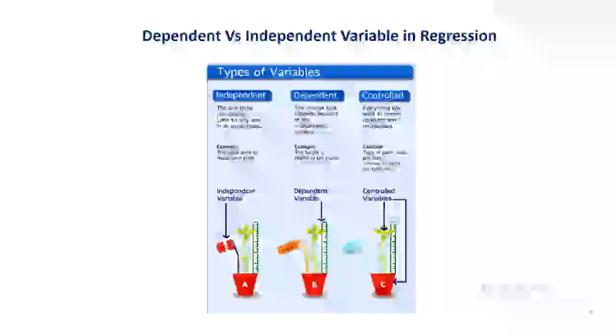Taking the help of this plant example, maybe sunlight is one of the independent variables, water is one of the independent variables, and also if you are using some kind of fertilizer. So these are the independent variables, and the size of the plant, if you take note of it each month, the growth, you can capture it. That is your dependent variable.